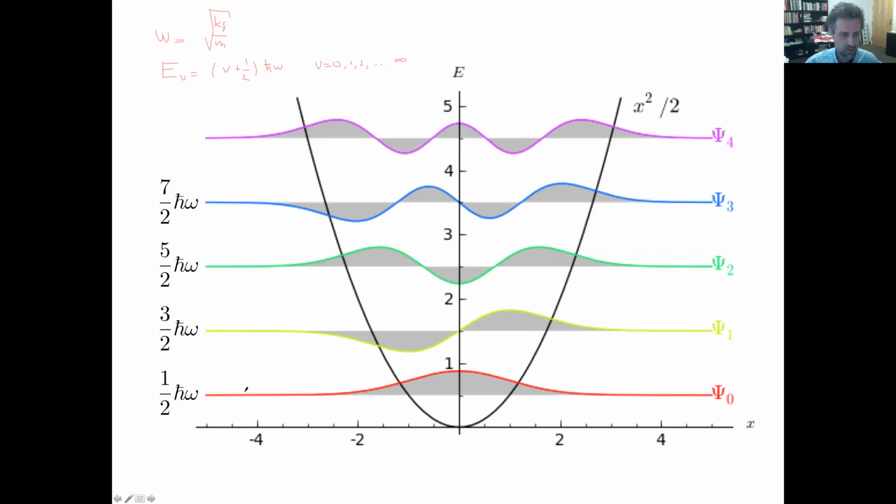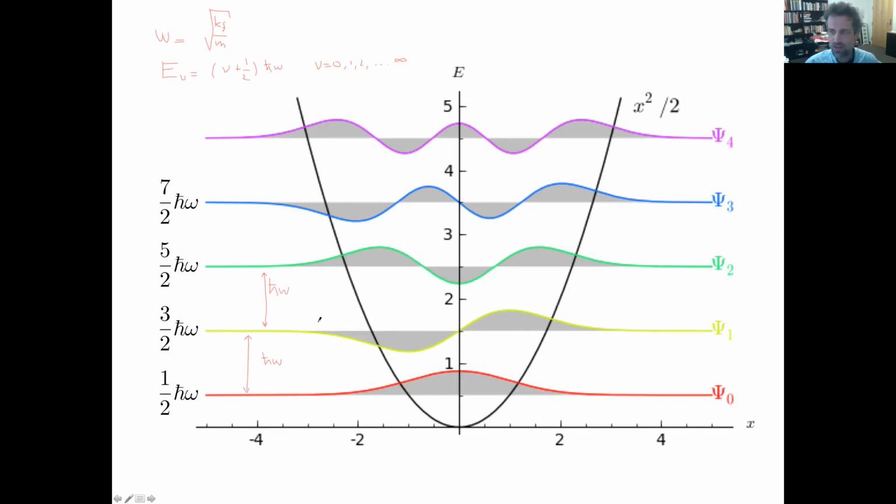So the difference between subsequent levels, let's say the first one and the second one, is actually h bar omega. The difference between the subsequent one is also h bar omega.